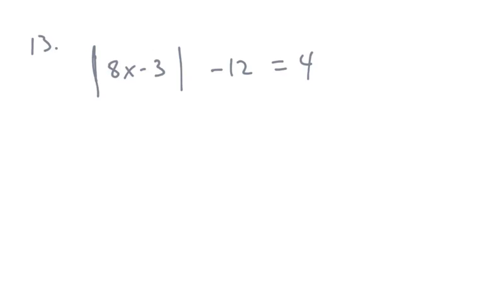Okay, let's look at number 13. 13 says solve the absolute value equations. For each equation, find the sum of the solutions. Alright, so how do we do the absolute value? The first move is always, of course, to get the absolute value by itself.